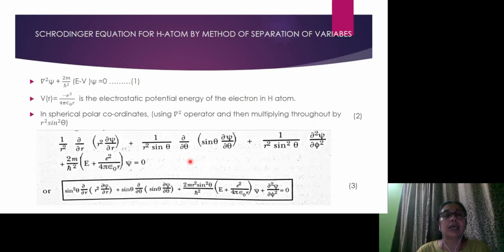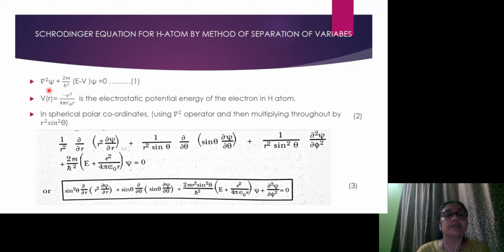If you remember, in the previous session we discussed what is the spherical polar coordinate system and how it is related to the Cartesian coordinate system. At the end of the last lecture we saw Schrodinger's time independent equation in three dimensions. So equation number 1 is Schrodinger's time independent equation in three dimensions: del square psi plus 2m upon h cross square into (E minus V) psi equal to 0.